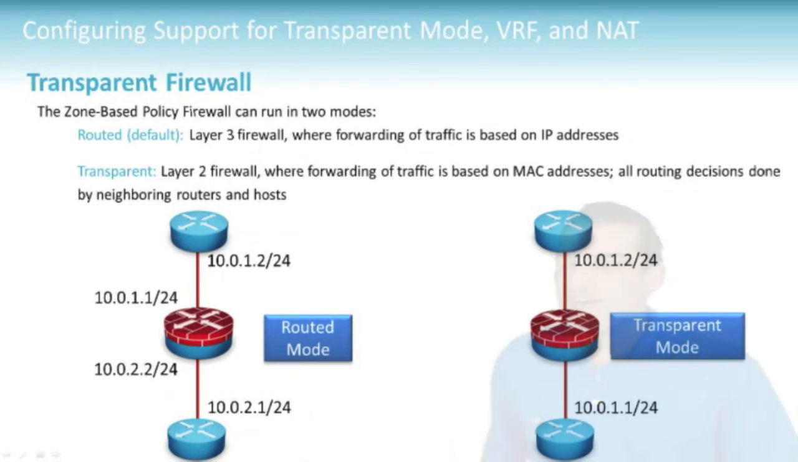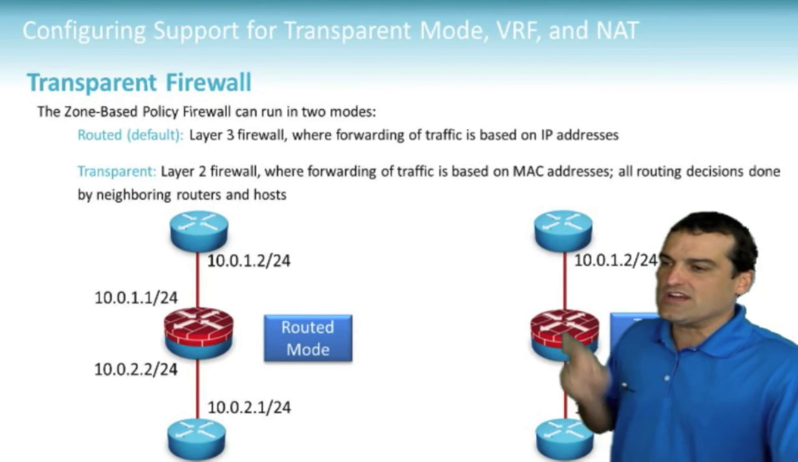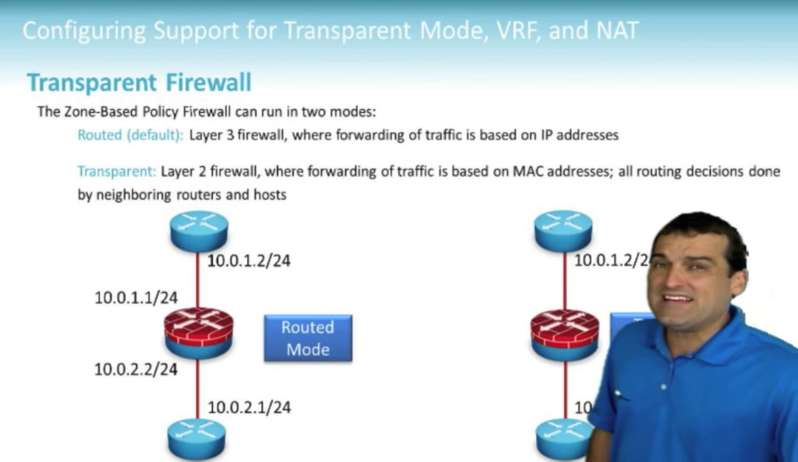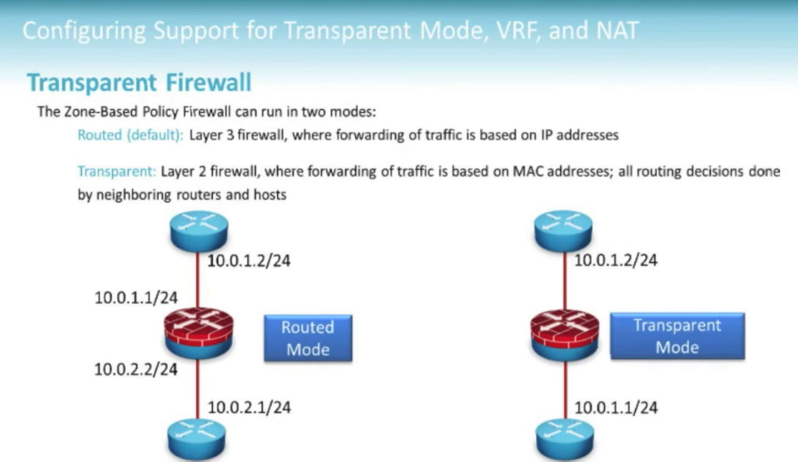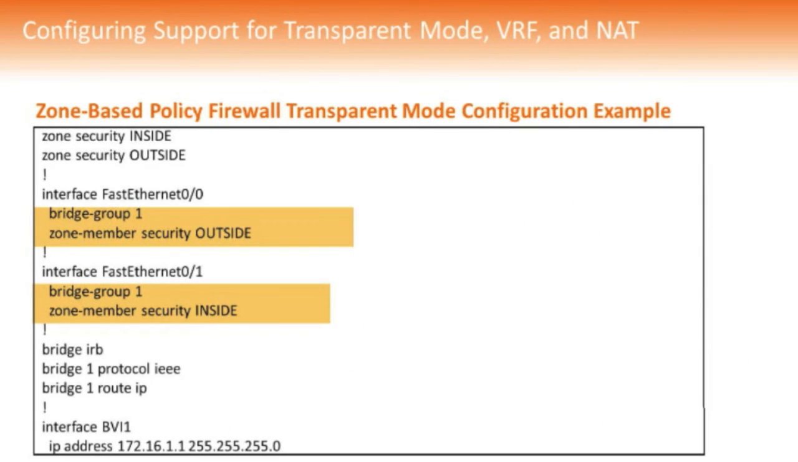But this is a configuration that's not a bump in the night, it's a bump in the wire in this transparent mode. These devices just aren't aware of it, but it is doing layer 2 firewalling for us. Now, it's certainly not routing traffic, but it is acting like a transparent bridge, and it is forwarding traffic based on MAC addresses. Yep, no longer scrutinizing IP addresses, it's operating based on MAC addresses.